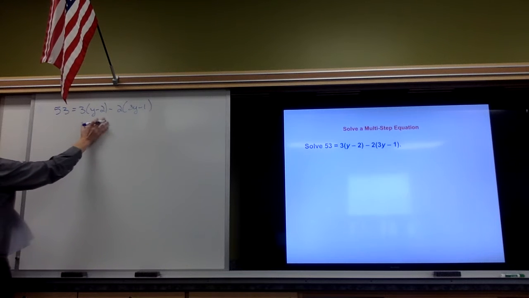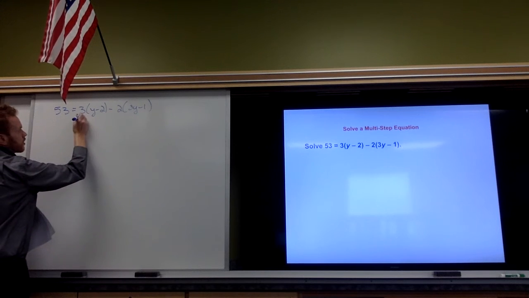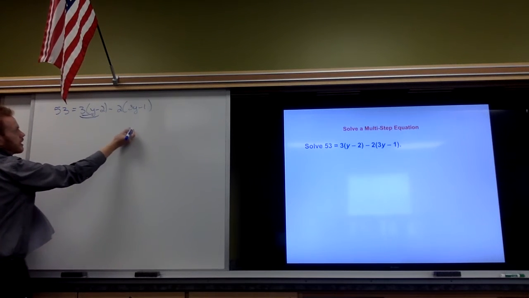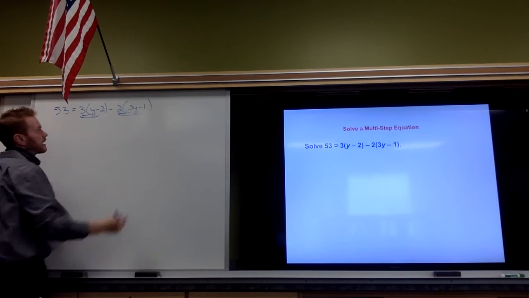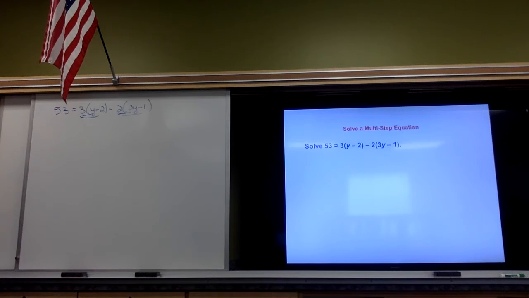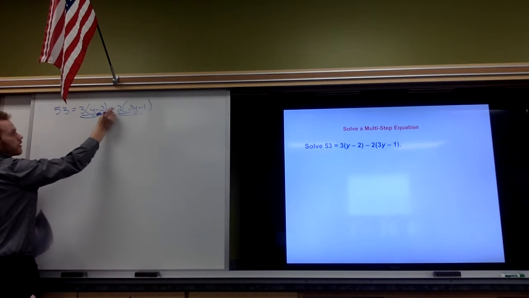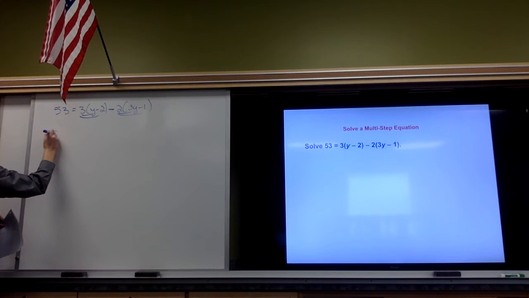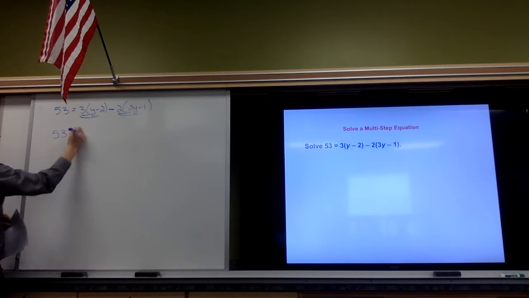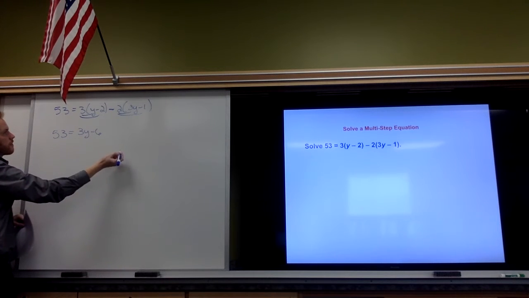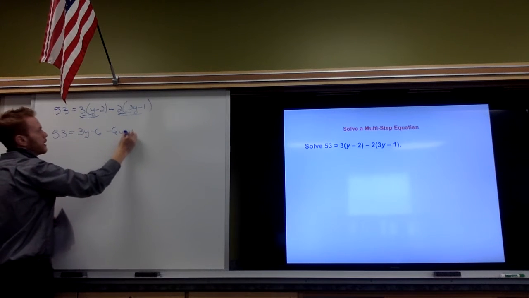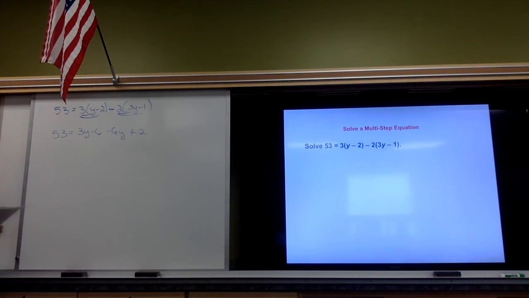So my first step would be to take care of the distribution that's going on here. So this 3, I carry into the parentheses, and this negative 2, I'm going to carry into the parentheses, the whole thing. So 53 equals 3y minus 6 minus 6y plus 2. Okay?